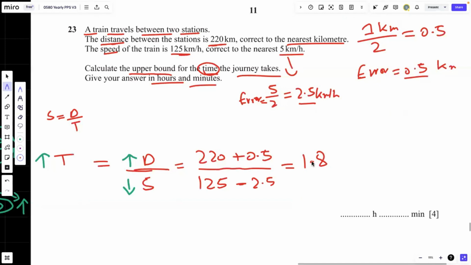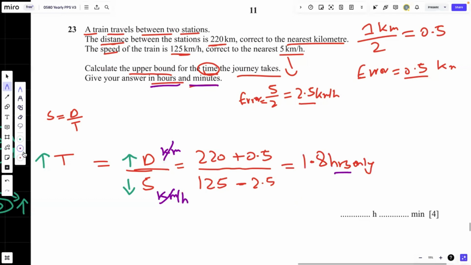1.8, which is in what unit? It should be in the unit of hours only, because you had the distance in kilometers and you had the speed in kilometers per hour. So the kilometers cancel out, and what you're eventually left with is hours. So you get hours only, but we need the answer in hours and minutes.